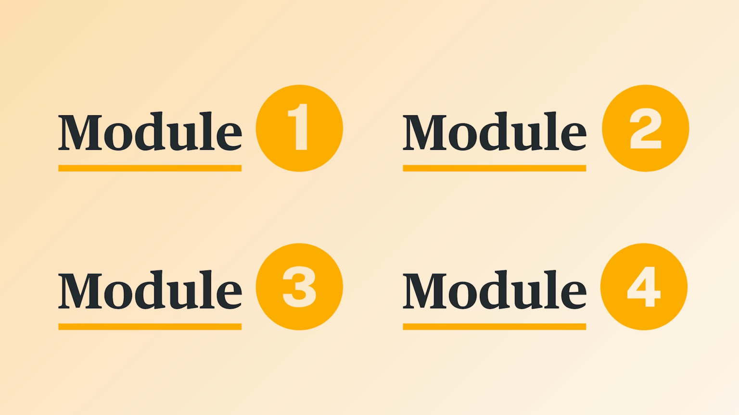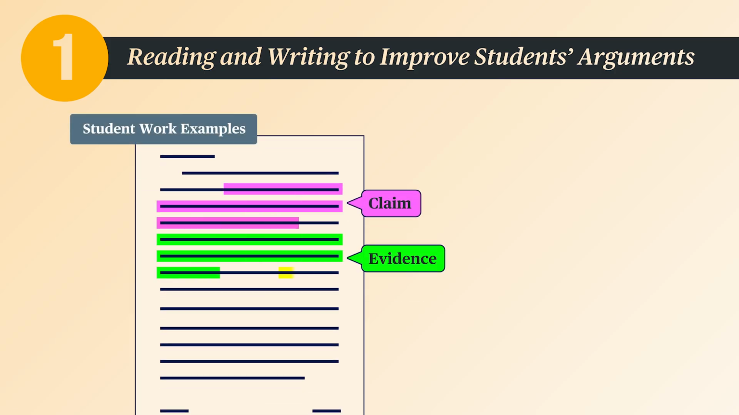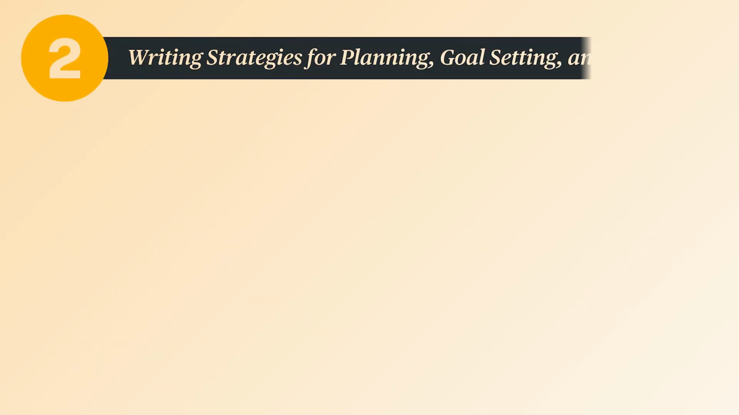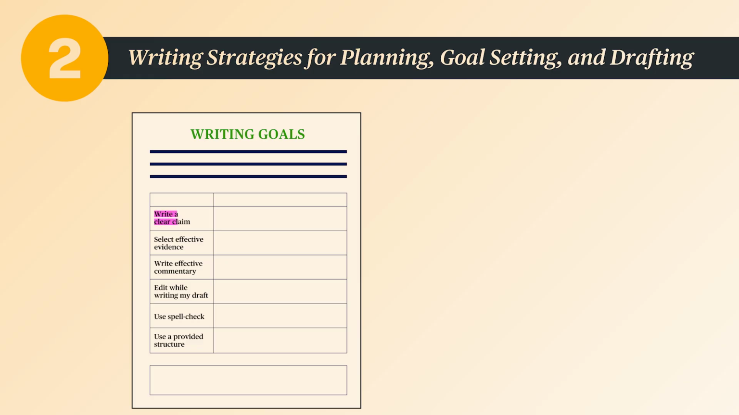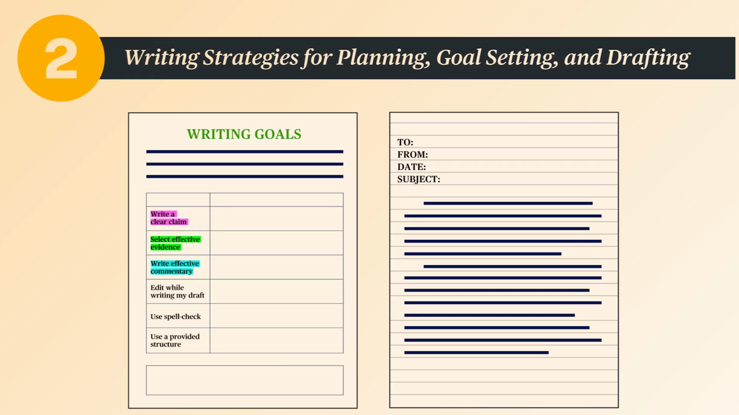Teachers will learn these practices through 4 modules. Module 1, Reading and Writing to Improve Students' Arguments, in which teachers will use exemplar text to highlight the features of strong arguments. Module 2, Writing Strategies for Planning, Goal Setting, and Drafting, where teachers will provide concrete strategies for goal setting and drafting strong arguments.